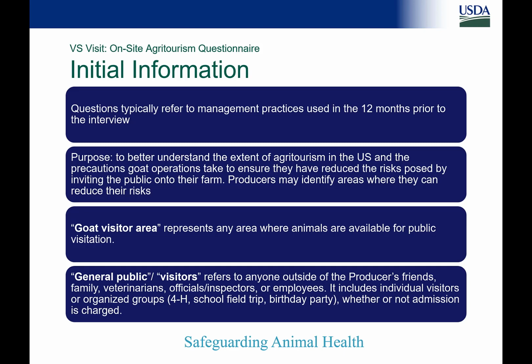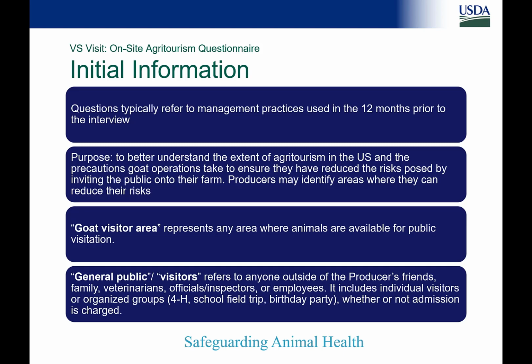The general public or visitors refers to anyone outside of the producer's friends, family, veterinarians, officials, inspectors, or employees. It includes individual visitors or organized groups, such as a 4-H, a school field trip, or a birthday party, whether or not admission is charged. That's our definition of general public. The next screener question is, did the public have access to areas or facilities on the farm that house or contain animals, feed, manure, or farm equipment? If they didn't have access to any of those areas, you would say no, and you would not complete this questionnaire.